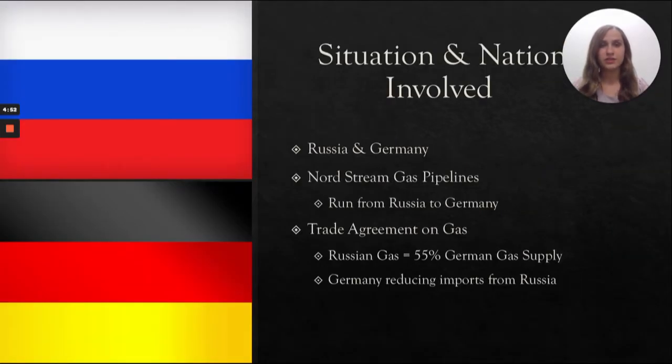Our mock negotiation is going to involve the Russian ambassador to Germany as well as a German diplomat. They're going to be discussing a trade agreement on gas. Russia wants Germany to stay as a strong trading partner with them, while Germany is intending on reducing the amount of gas it is getting from Russia in support of Ukraine during the war.